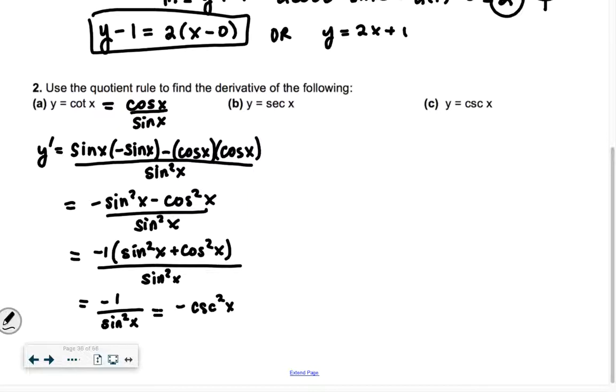So that's a lot of work to do, right, to get here. Could we maybe just memorize that the derivative of cotangent of x is negative cosecant squared x? Yeah, especially after you do that a few times. You're like, oh, I just got this. I know how to do this.